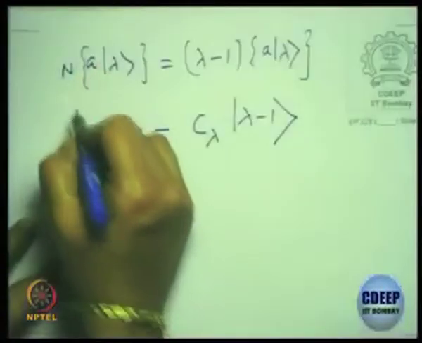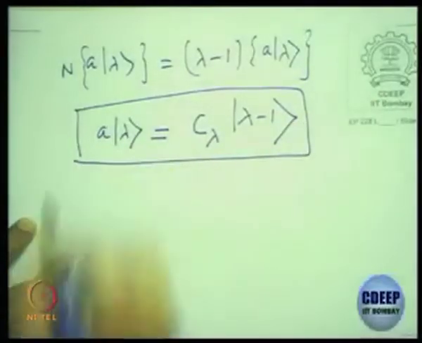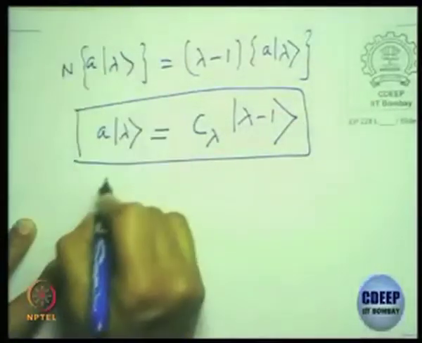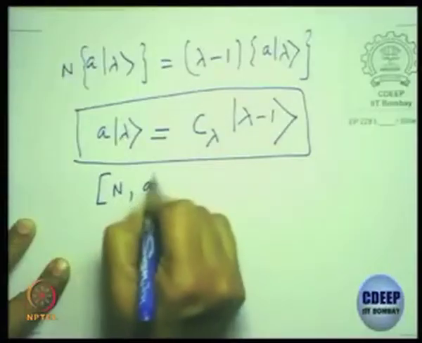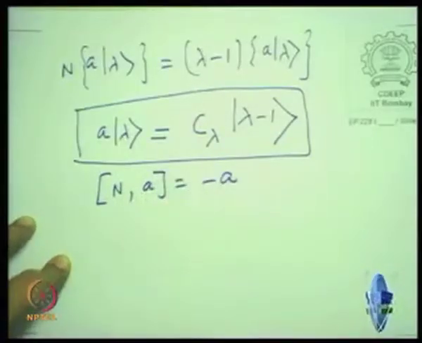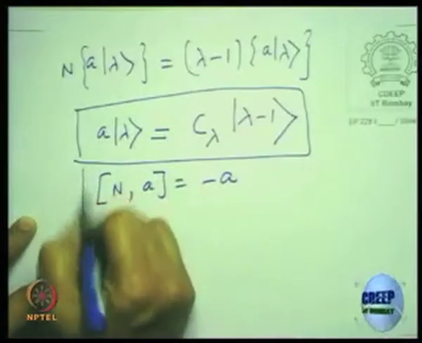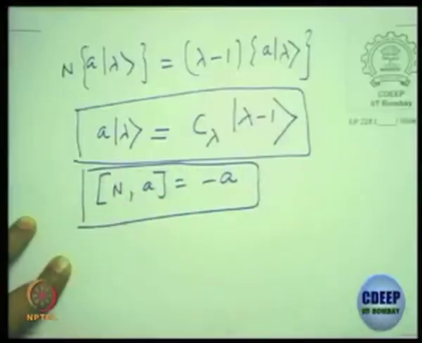What else is possible? Anything else possible? This is the only possibility. Looking at this, you can say, okay, this is one thing which we infer from that equation, which is also equivalent to the commutator of N with A being minus A. From this we derived.